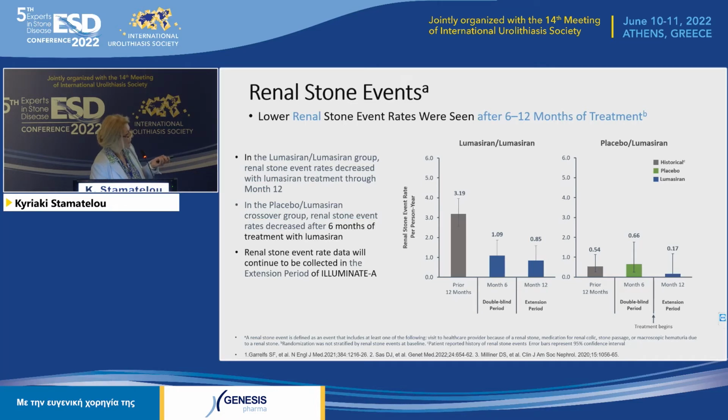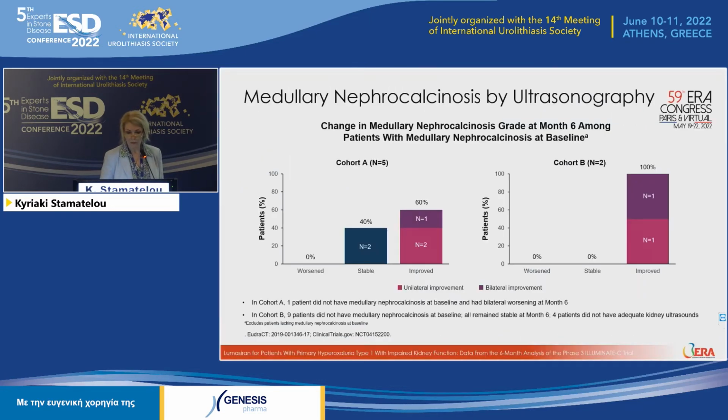So there was a significant drop in their number of renal stone events for the group that were taking the drug. And this is a comparison with a placebo arm. This is prior to 12 months. This is placebo, and this is lumasiran patients. So in all trials, there was a significant drop in renal stone events. And medullary nephrocalcinosis was found to be either stable or improved in all cohorts. And this is results from Illuminate C.